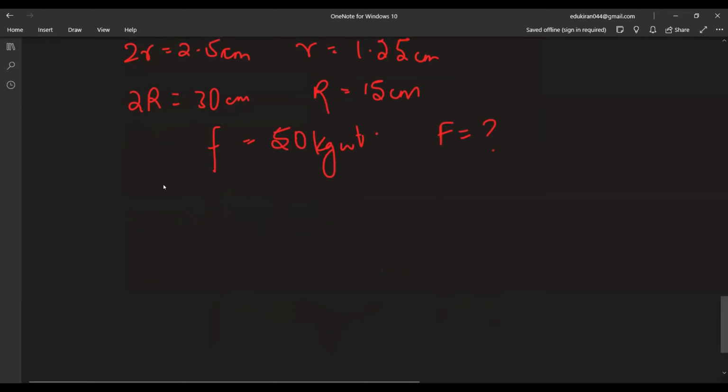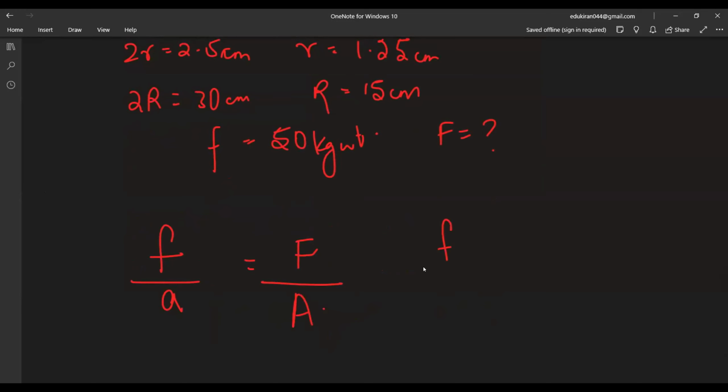So see, radii are mentioned. One force is mentioned, only one force is missing. It means force of smaller piston by area of smaller piston is equal to force by larger piston by the area of the larger piston. That's the whole concept. So how will you write the area of the circle? Pi r square, small r for the smaller piston, is equal to pi capital R square. Pi will be cancelled.